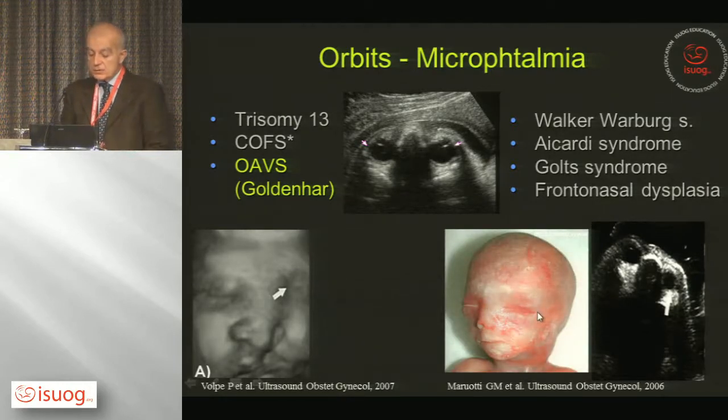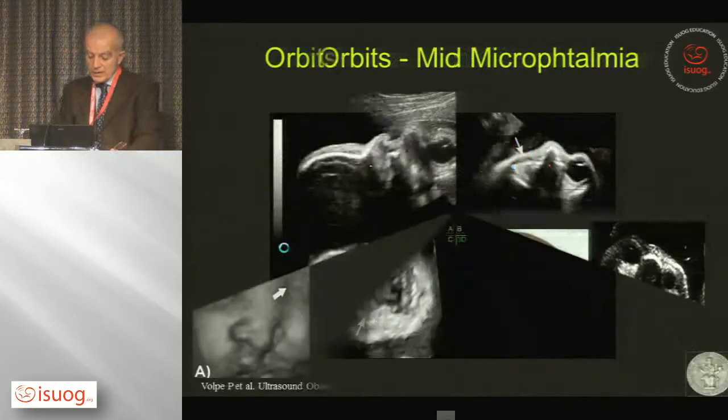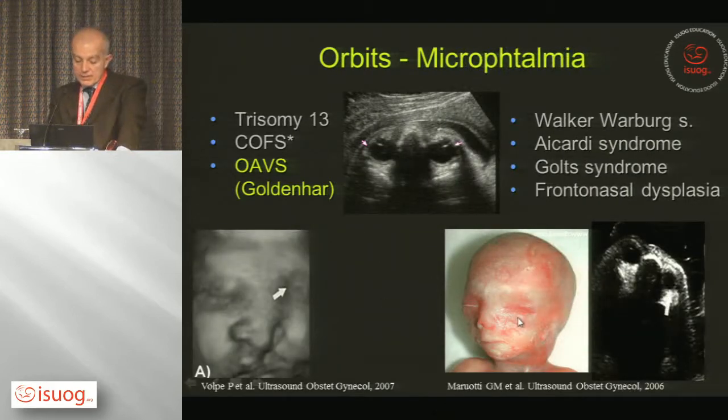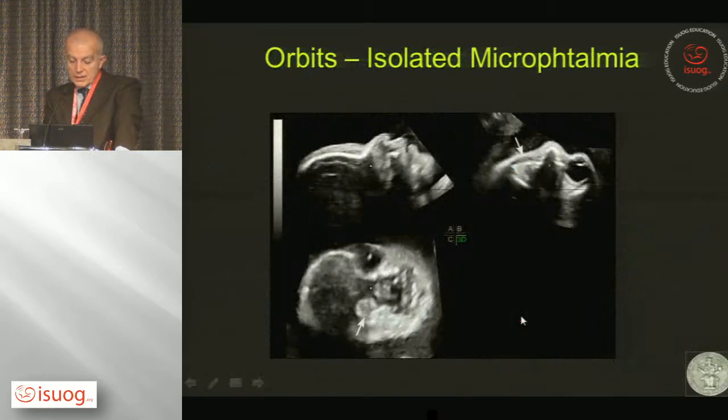In this case, there's also a hypoplasia of the same side of the cerebellar hemisphere. This was one case we published, and it was one by Paolo Volpe, and you see here there was unilateral involvement of the orbit here. And this is another case.